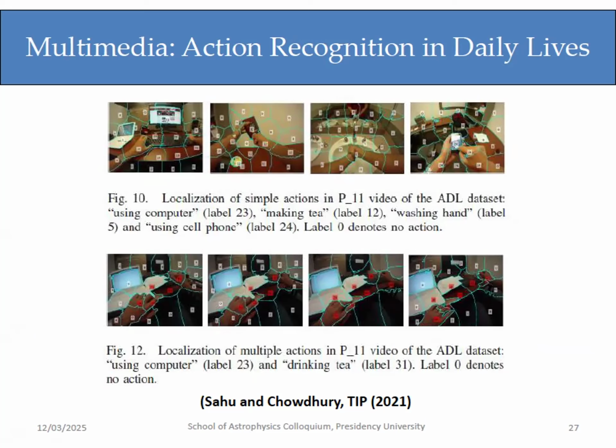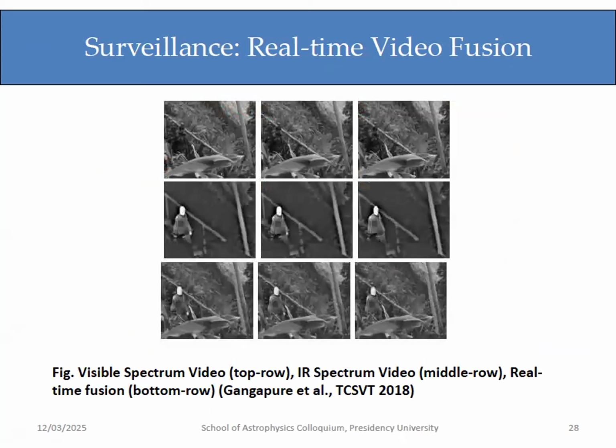These are some of the glancing through of what we have done. There are two algorithms I will discuss, which I also mentioned in the abstract: one on brain tumor segmentation and one on open set person ID. Coming to the surveillance part, as you can see on the top, you have this visible camera, and in the middle row you have a thermal camera, and then how you combine them in real time. This is real-time video fusion, which was published in TCSVT.